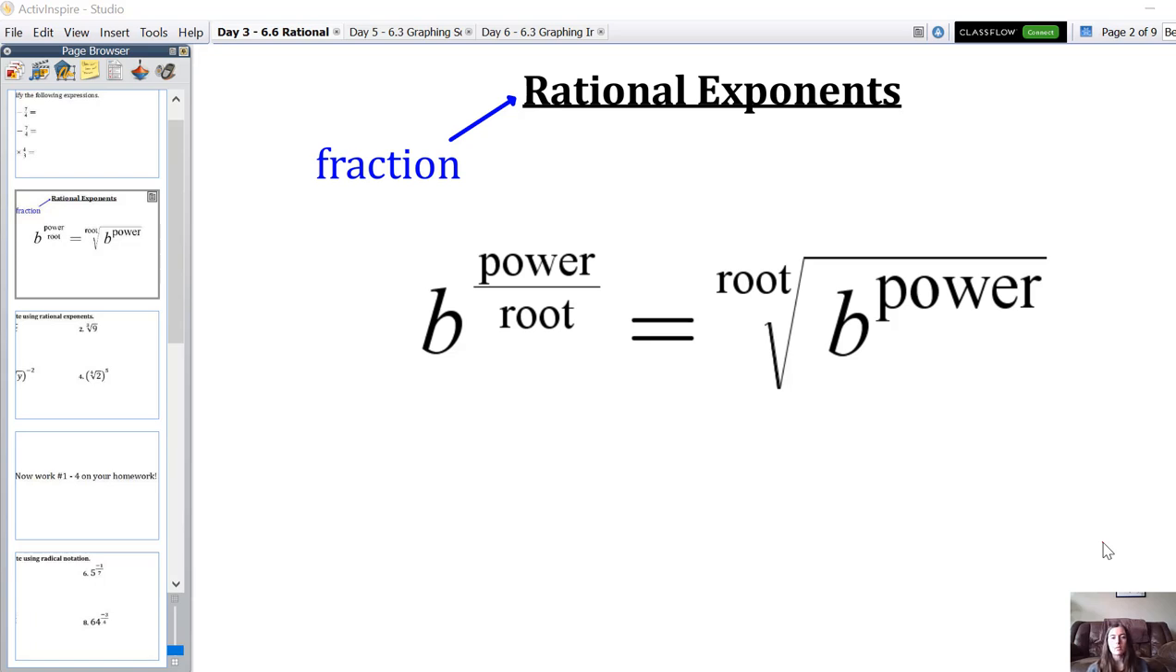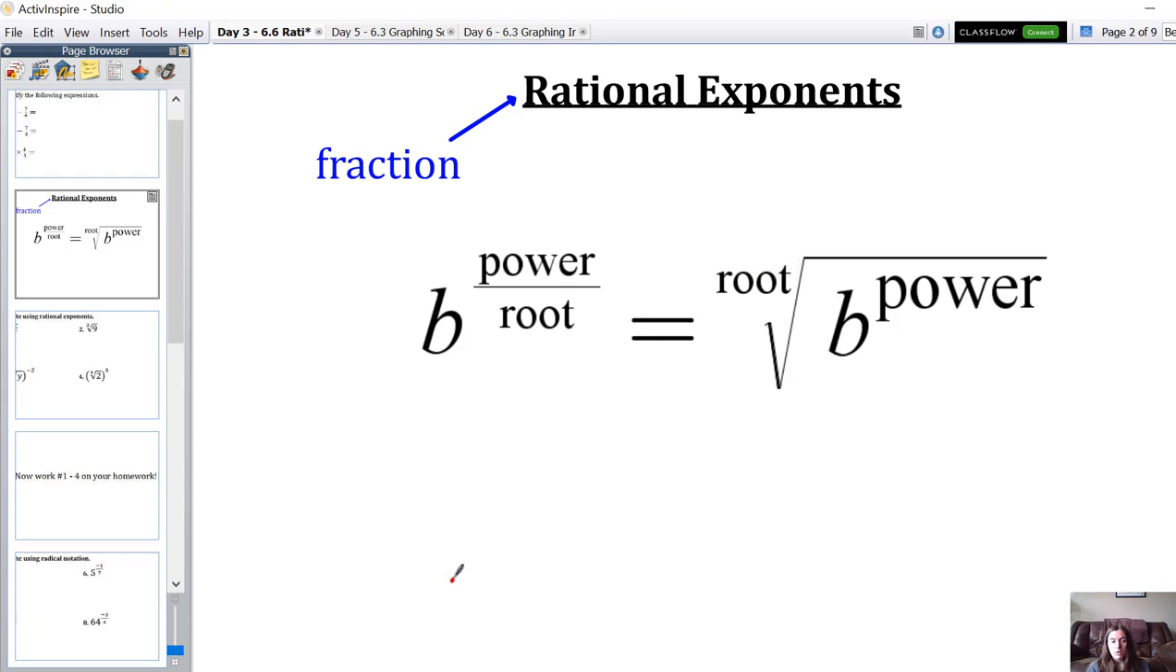Sometimes your exponent can also be a fraction, and we call those rational exponents. When we are writing rational exponents, you might have a base to that fraction as an exponent, or you can also rewrite it as a specific root. If we have some base b to an exponent that is a number over a number, some fraction, whatever the numerator of that fraction is stays as an exponent with your base. Whatever your denominator is, that's what root you have.